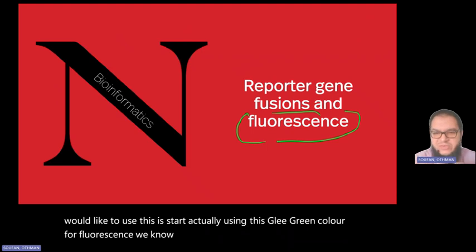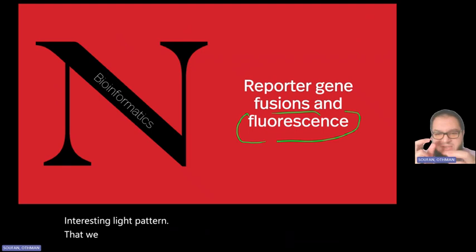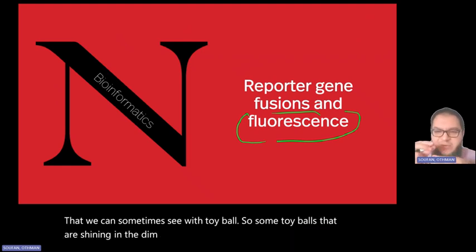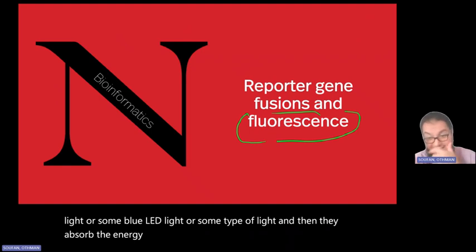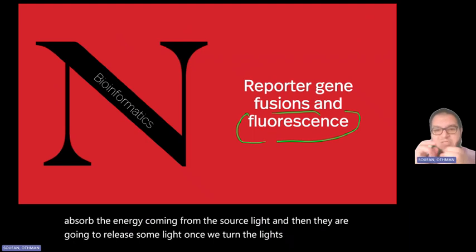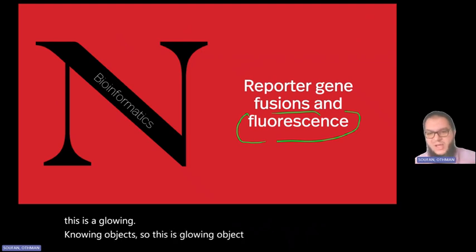We know fluorescence is about this interesting light pattern that we can sometimes see with toy balls. So some toy balls shine in the dark after you expose them to natural light or some blue LED light or some type of light, and then they absorb the energy coming from the source light, and then they release some light. Once we turn the lights off, we see, oh, this is a glowing object. So this glowing object is what relates to the idea of fluorescence.